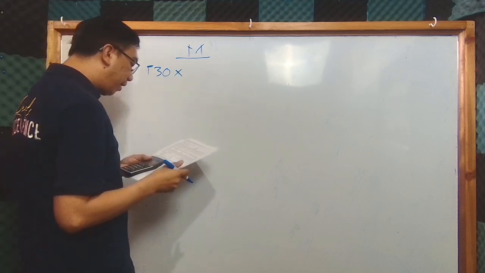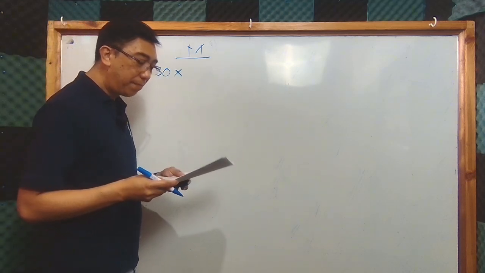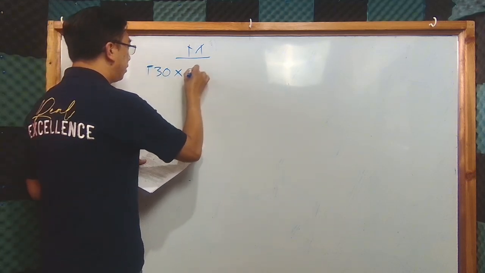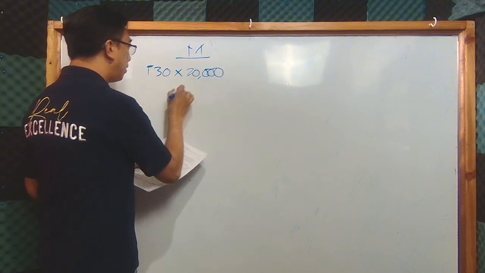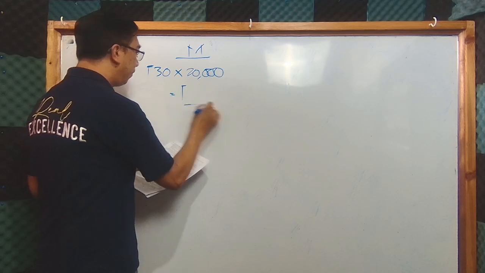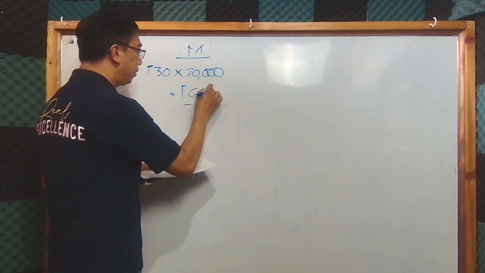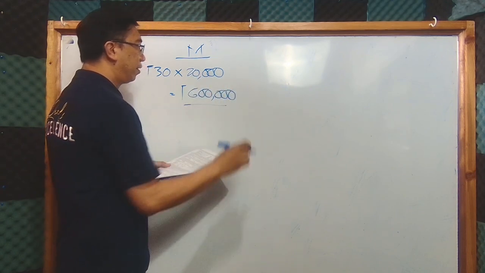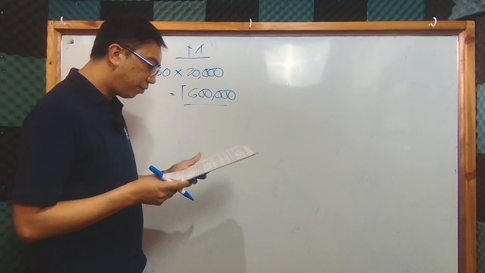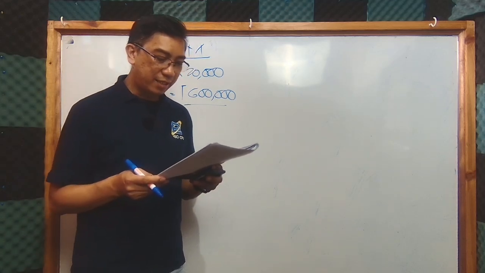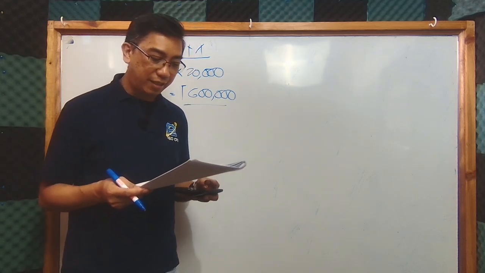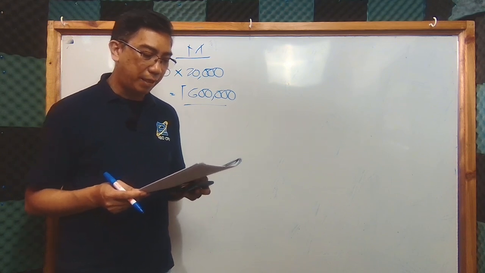Times, all in all, ilan ang kailangan natin? Kailangan natin ng 20,000 ice makers. Times 20,000, relevant cost to make, therefore, is how much? That should be 600,000. Okay? 600,000. Versus relevant cost to buy. So, class, sa choices kasi, di ba, letter C tsaka letter D. So, kailangan natin i-compute si buy.